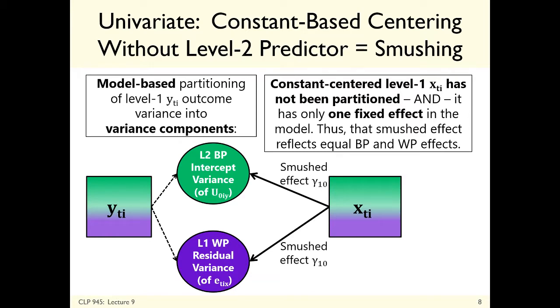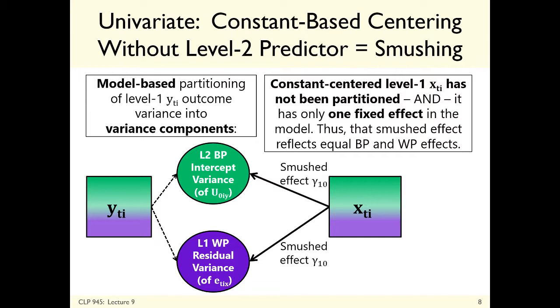Graphically, I'm trying to depict it like this. So we have our outcome y that we originally had all the variance in, and we let the model partition its variance into level 2 between person intercept variance, and then we let the model partition out of that level 1 within person residual, right? So this is our level 2, this is our level 1. X over here, we haven't partitioned. It's just the original variable. And we put that one effect in the model. That means that one effect has to do both. And it's assumed that it's predicting each the same way.